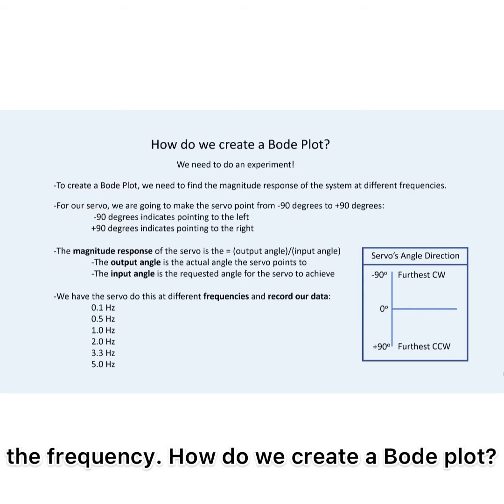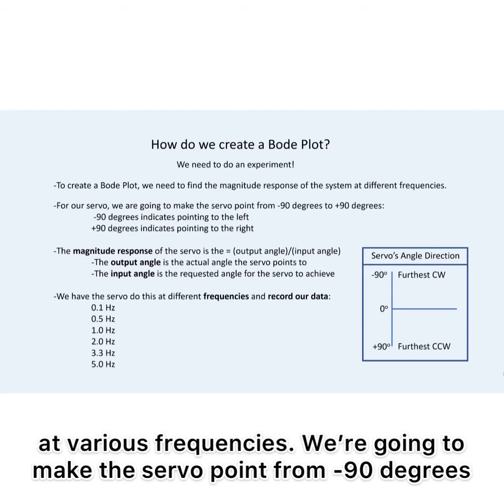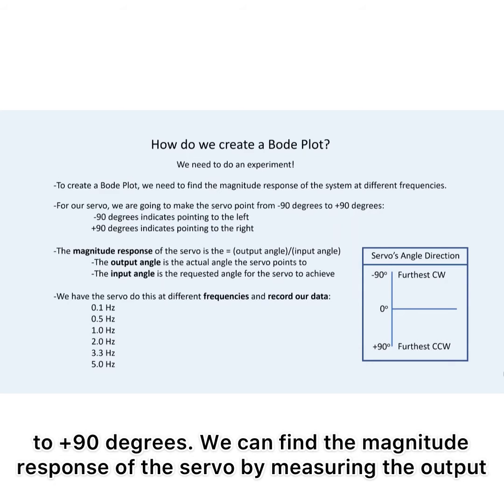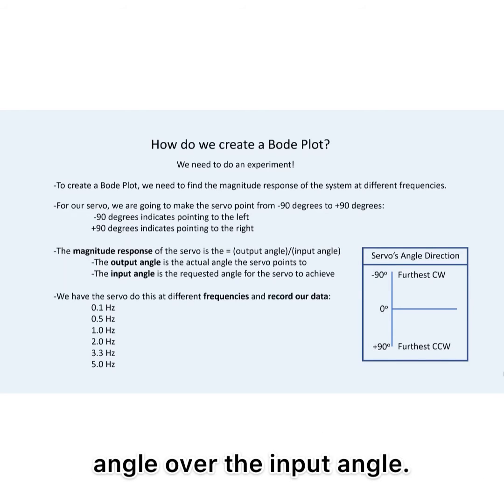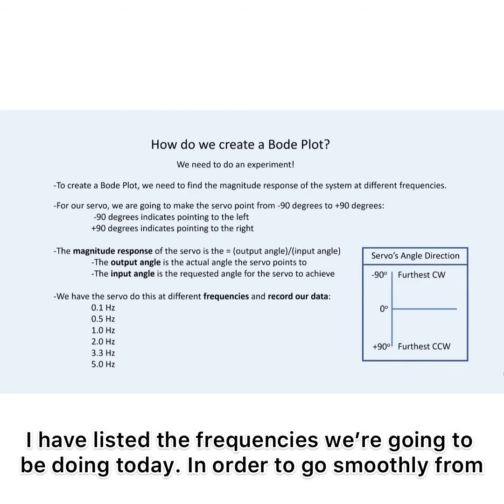How do we create a bode plot? We need to do an experiment. We need to find the magnitude response of the system at various frequencies. We're going to make the servo point from minus 90 degrees to positive 90 degrees. We can find the magnitude response of the servo by measuring the output angle over the input angle. We have to do this at different frequencies. I have listed the frequencies that we're going to be doing today.